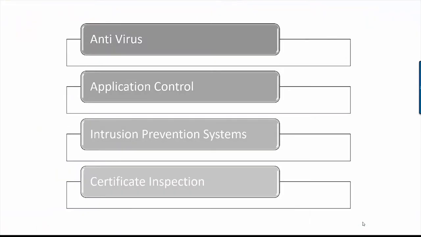So in this DUT, we have now added these four additional policies: antivirus check, application control, intrusion prevention system, and certificate inspection. So all of these have been applied. And now we'll go back to our test and rerun the test again.